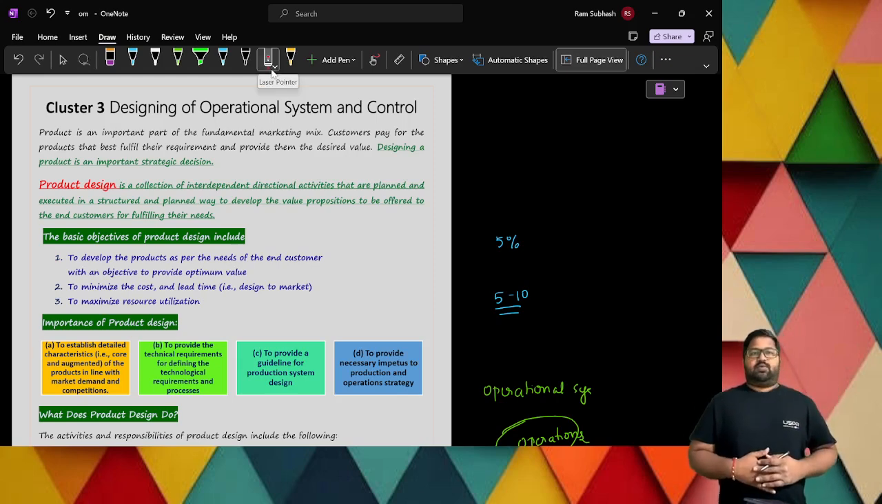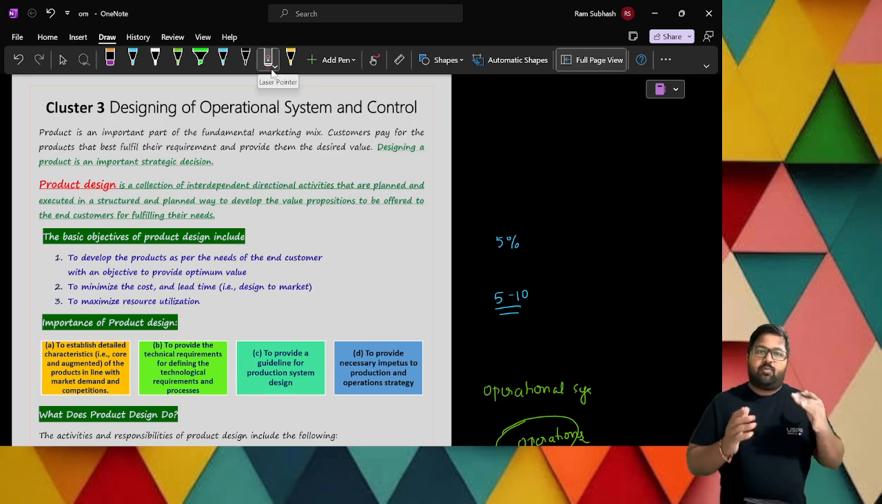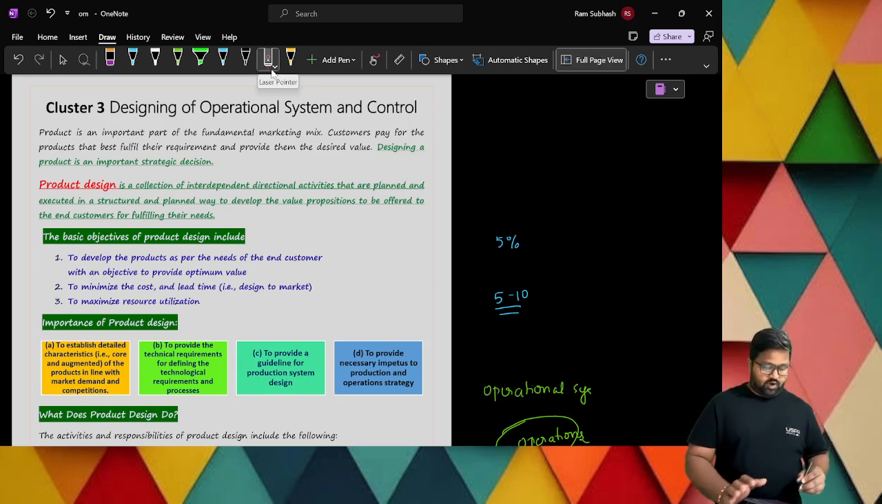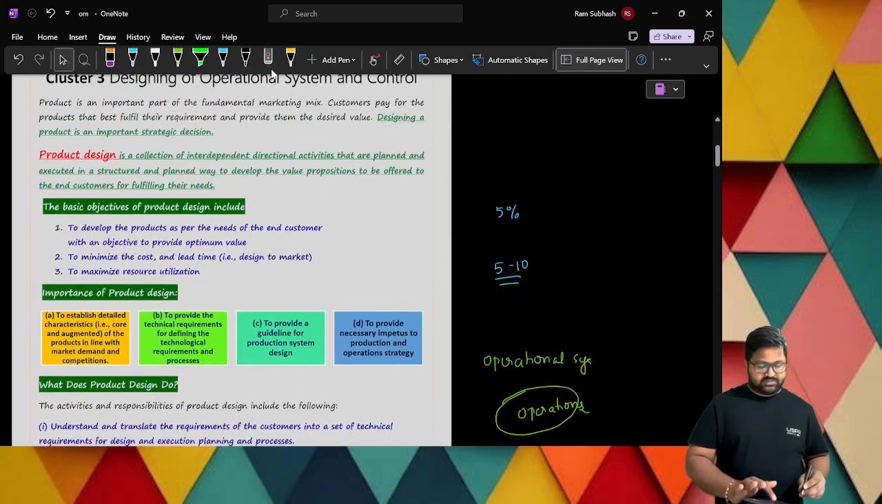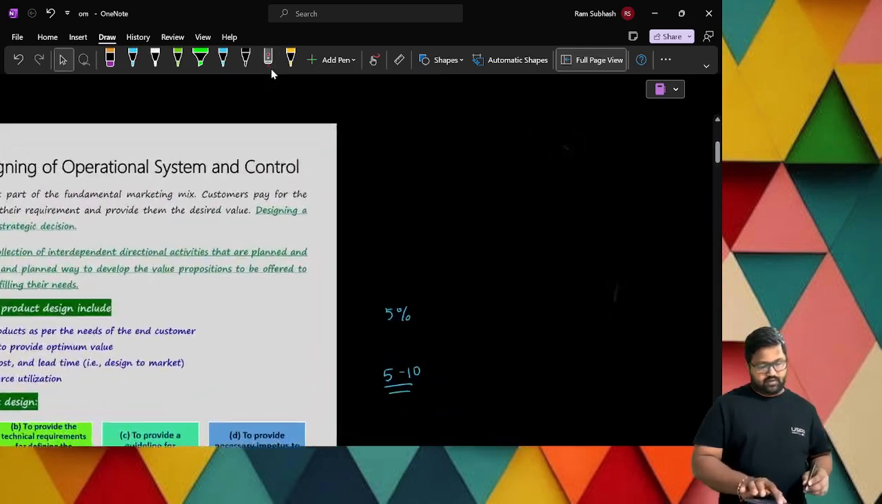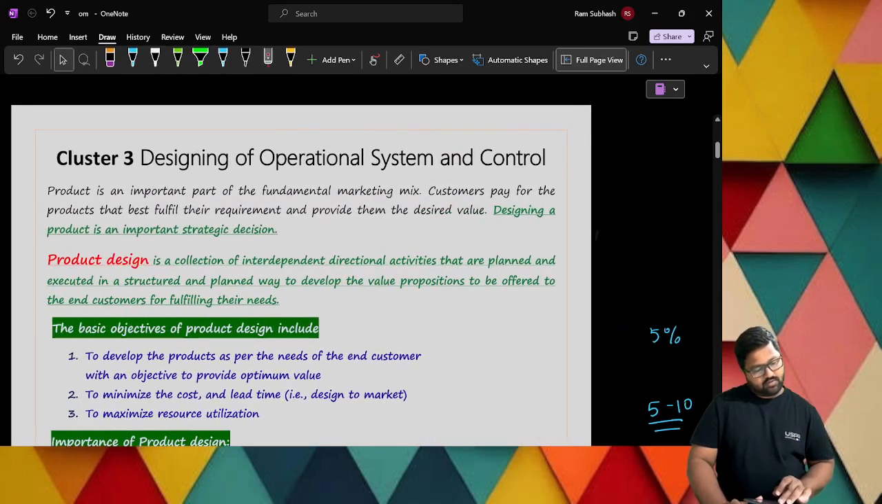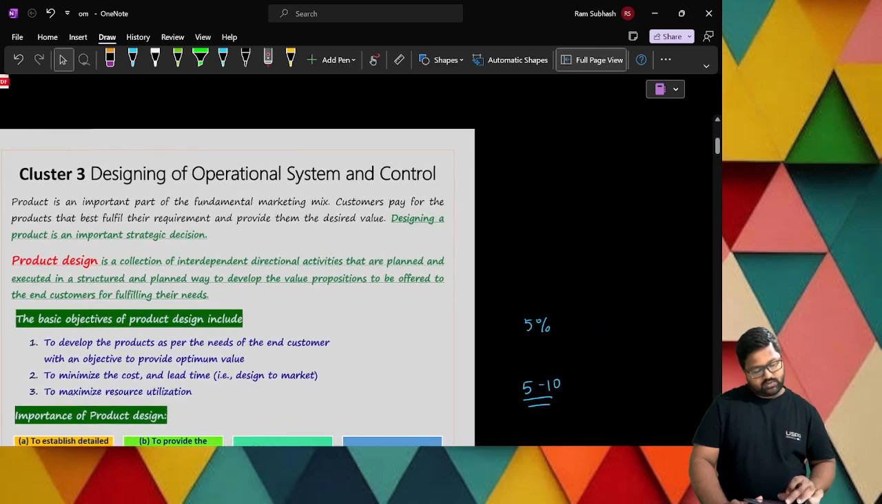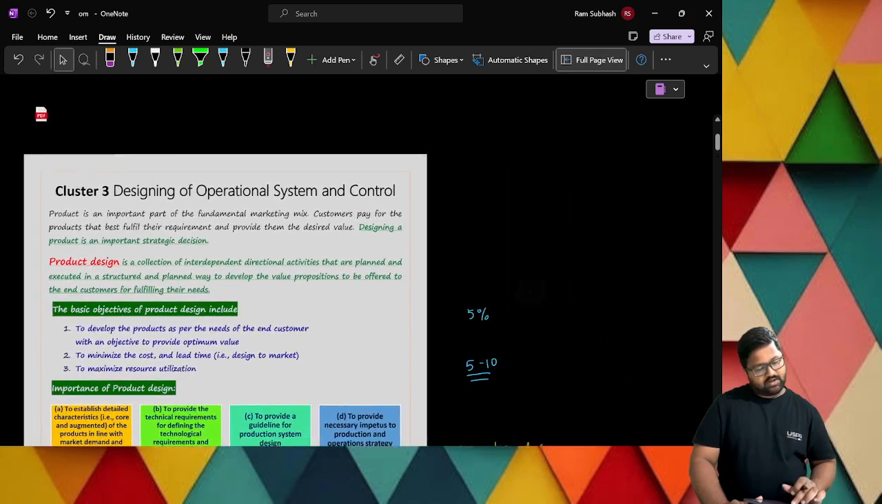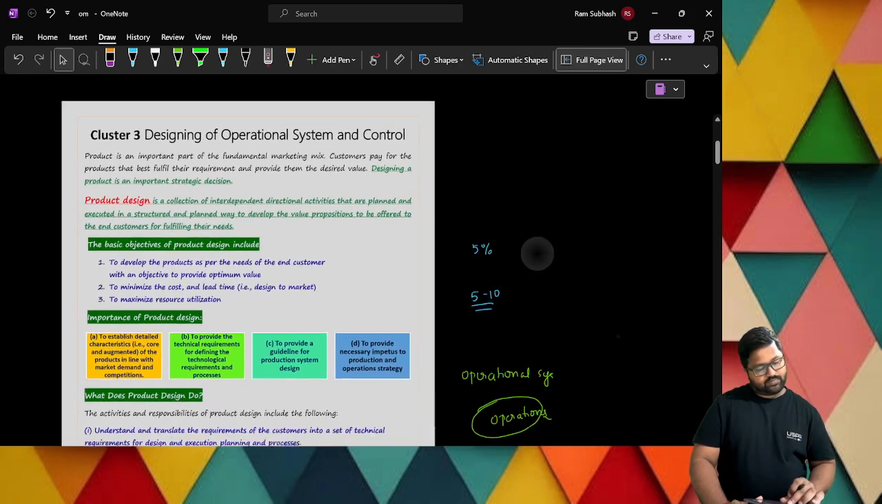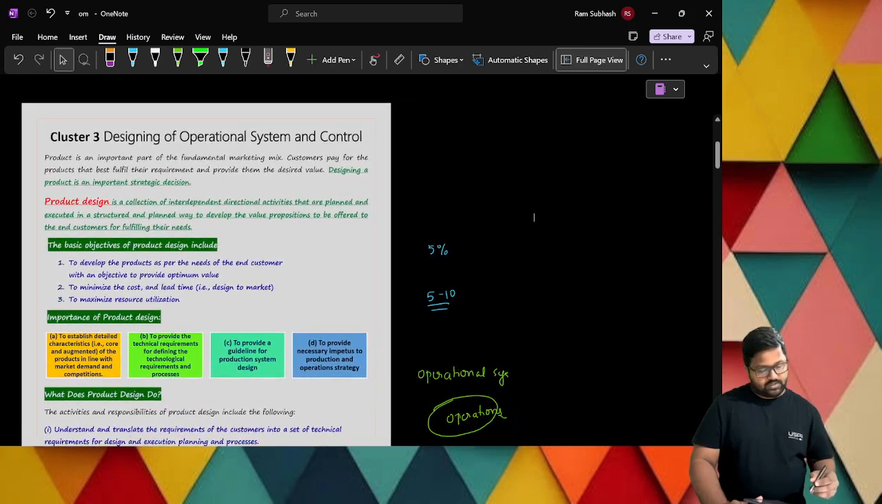Super. What do we get from the operational system? I'll reduce the size so that you can get a clear view of the content. Is it okay? Yes, ma'am.